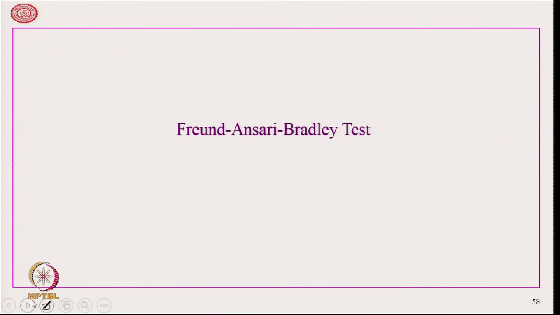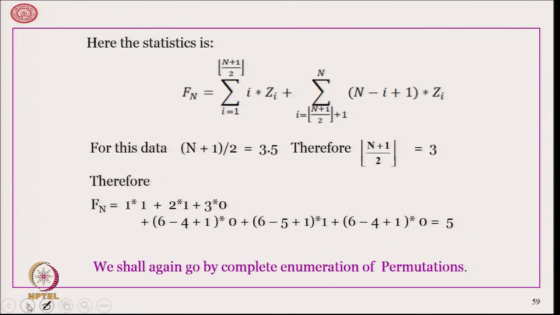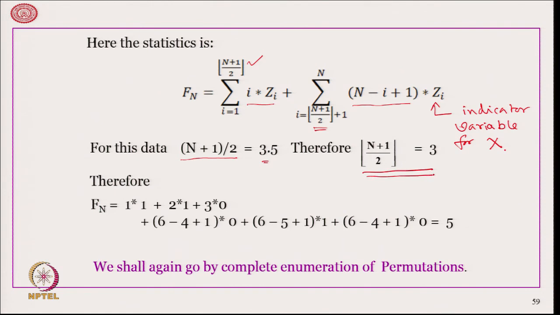Now, for the same data, we are going to apply the Freund-Ansari-Bradley test. We already know the test statistic, which is Fn, the sum for i equal to 1 to floor of (n plus 1) by 2 of i times z i, plus the sum for i equal to floor of (n plus 1) by 2, plus 1, to n of (n minus i plus 1) times z i, where z i is the indicator variable for x. Therefore, for the given data, (n plus 1) by 2 is equal to 3.5 and therefore, floor of that is equal to 3.